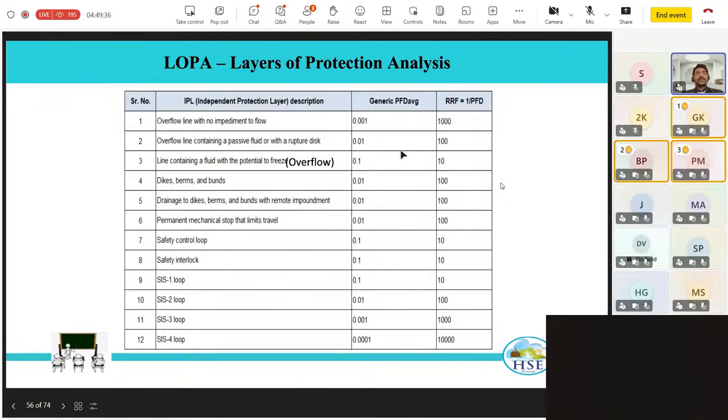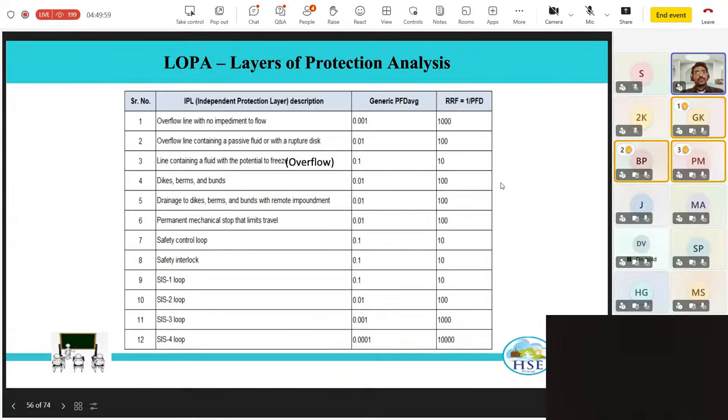Okay. Next is a line containing a fluid with the potential to freeze. Many times, obviously in India, there are fewer such scenarios, maybe in the North, but in some areas like the UK and other places, or even Russia and Kazakhstan, temperatures go to minus 60, minus 65 degrees where the plants are operating. So in these cases, if there is a freezing possibility, then that safeguard itself is made redundant, because when there is freezing, there could not be overflow.